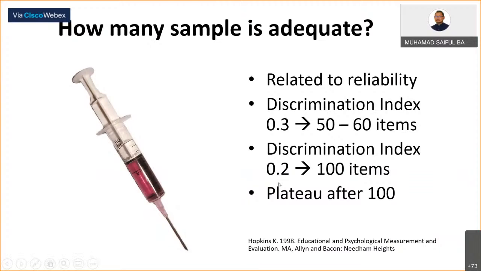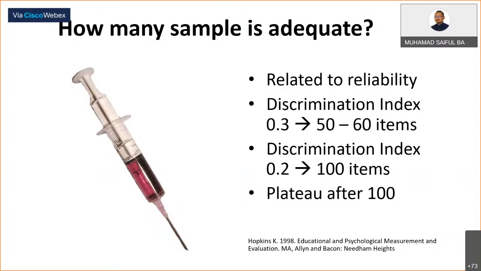But if you choose 0.2 and above, mixed up, then usually you are recommended to have about 100 objective items, because based on their study, it showed that after 100 items, the reliability of those items becomes a plateau. It's not contributing to the reliability of your assessment when you go beyond 100 items with this discrimination index of 0.3 or 0.2. So that's the reason behind that.